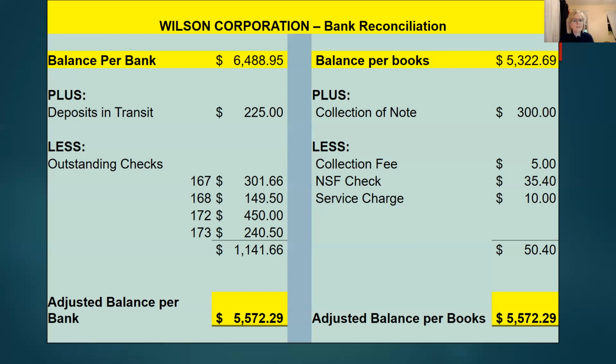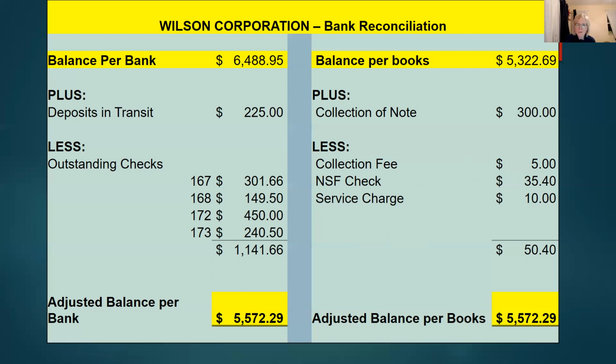So these adjusting journal entries, I want you to visualize them. So here for collection fee, we're going to make 3 separate journal entries, actually 4, but for these 3, we're reducing cash. So debit or credit to reduce cash? Fair, you are correct. Tara, you are correct.